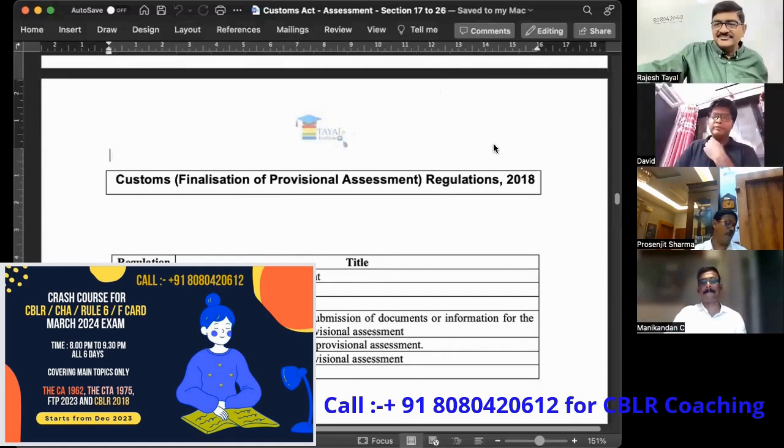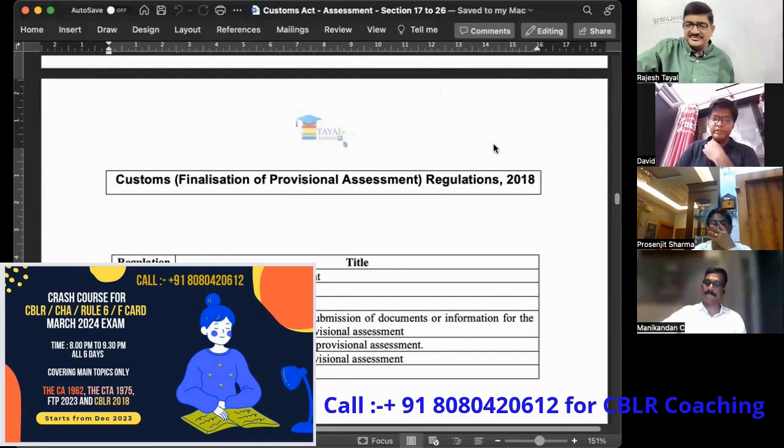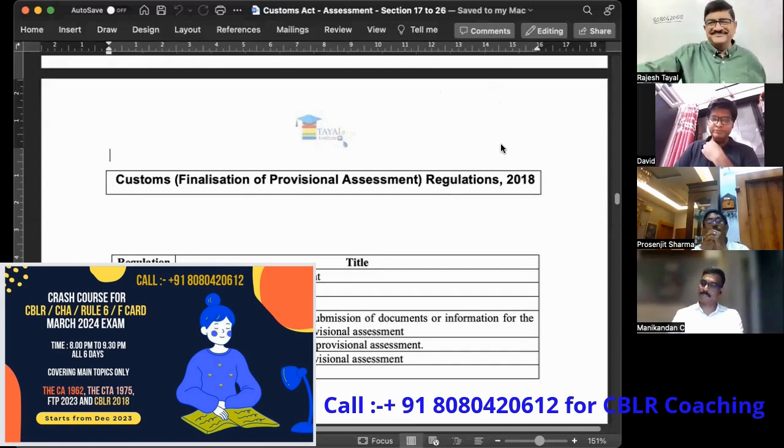Sir, ये section 17 में we are talking about reassessment also. Self-assessment, if it is not proper, then we are going for reassessment, the proper office. So that reassessment will happen under section 18. Yes, that is 18. Right. The ground for reassessment is under section 17, but the action is under section 18.